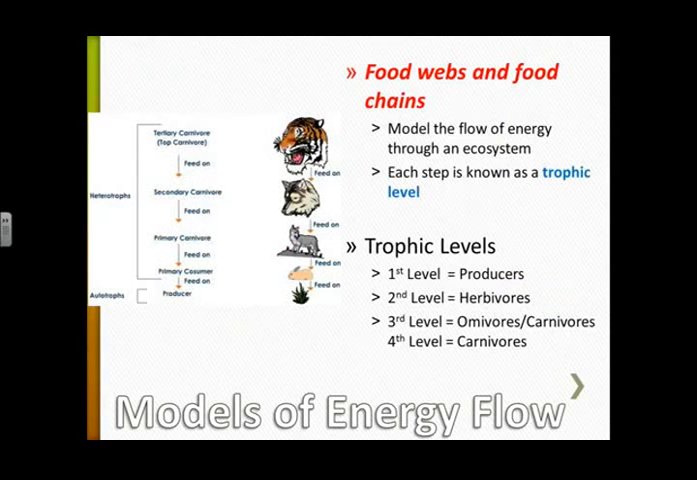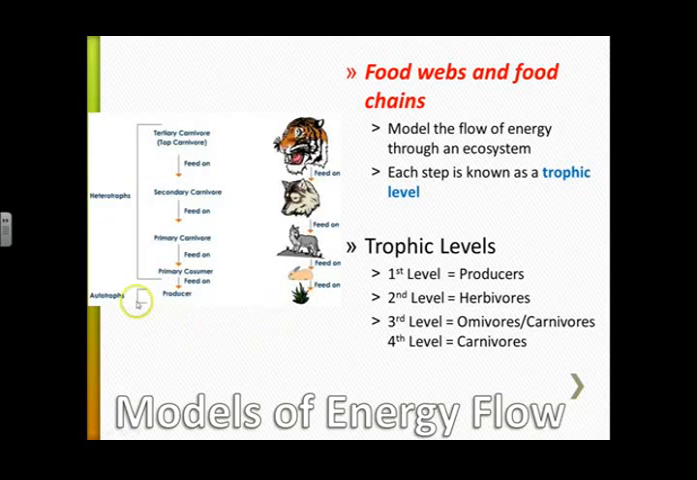This brings us to food webs and food chains. They model the flow of energy through an ecosystem, and each step is known as a trophic level. Now over here, we have a food chain. It is a food chain because, like links in a chain, there's only one thing connecting to another. And we have our trophic levels.